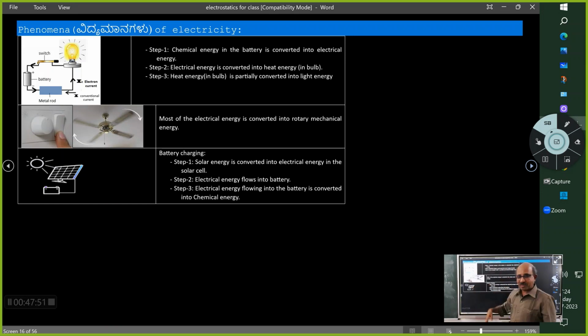great. Then solar panel. See here, the solar energy is converted into electrical energy. Electrical energy flows into the battery. Electrical energy flowing into the battery is converted into chemical energy inside the battery and stored. Then from the battery, you will again convert it back into electrical energy. That's what you have understood.